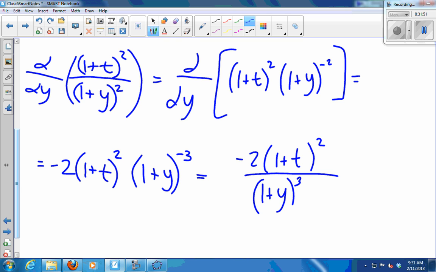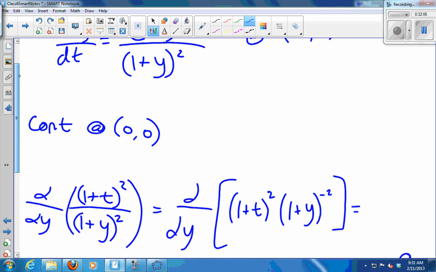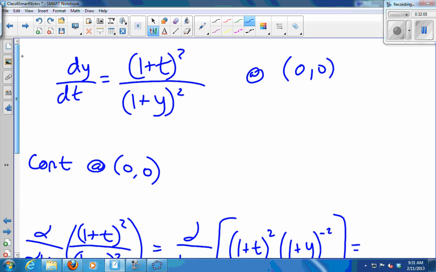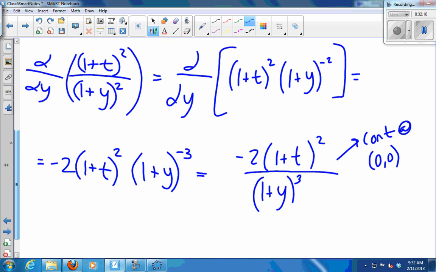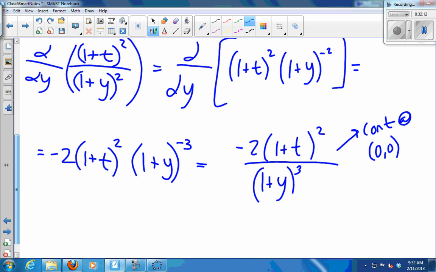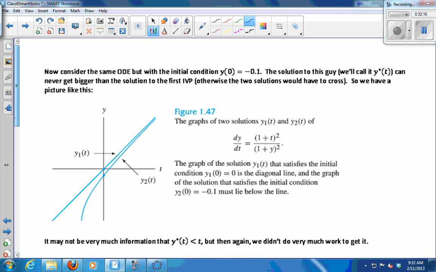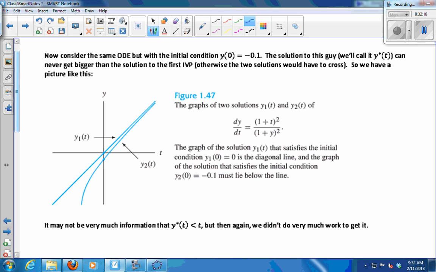Is that thing continuous at 0, 0? T equals 0, y equals 0? Yeah. So the fact that the original was continuous, I have existence. The partial with respect to y is continuous, I have uniqueness. So because I have uniqueness, let's say for the same ODE, I want to consider a different initial condition, like y of 0 equals negative 0.1.